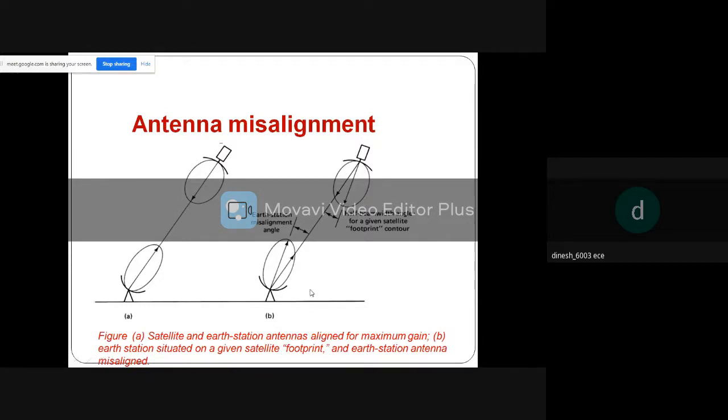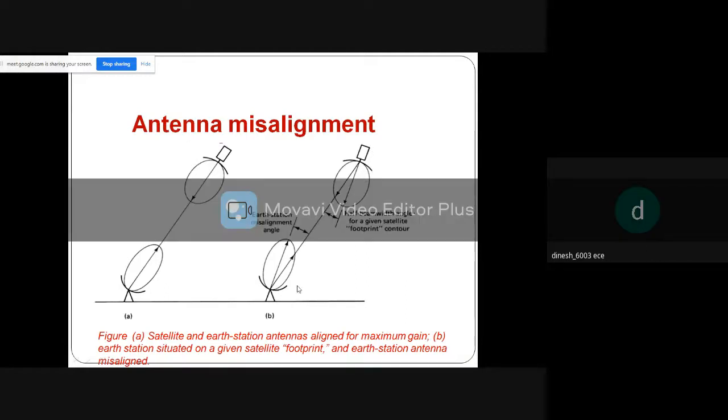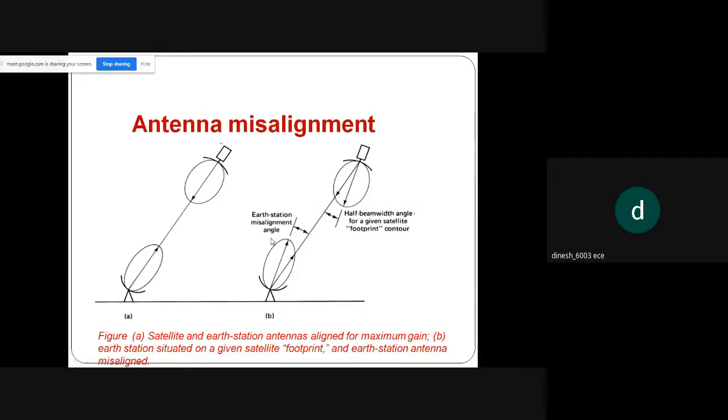Whereas here, when you see diagram B, the earth station is within a given satellite footprint but is out of alignment. You can see the maximum beam alignment. So these are misaligned. The earth station misalignment angle is taken with respect to the earth station, and a half beam width angle for the given satellite footprint contour. These are antenna misalignment losses.